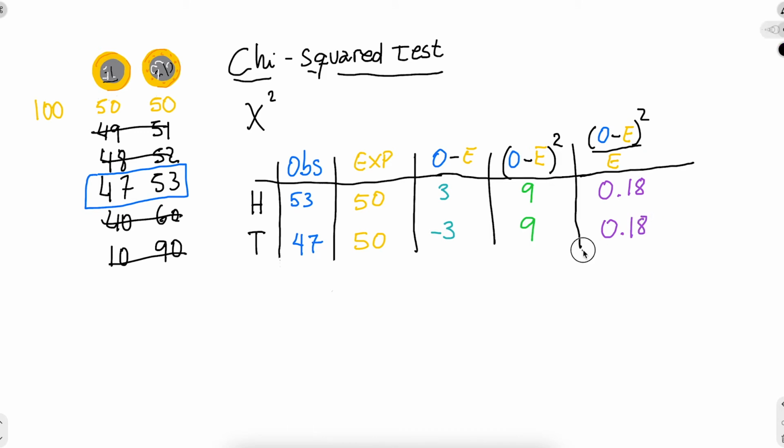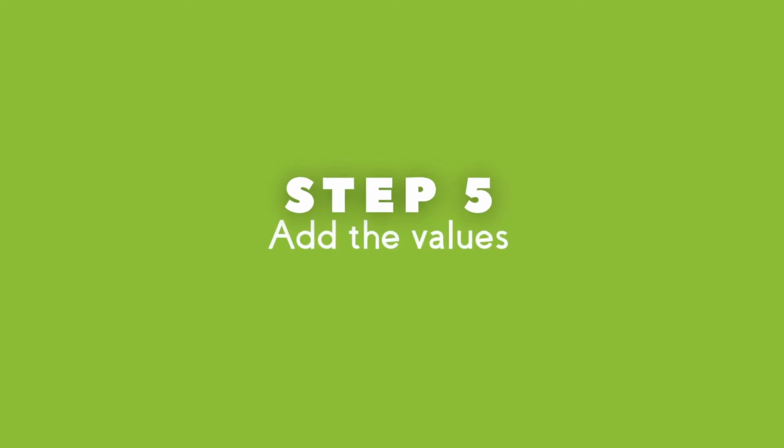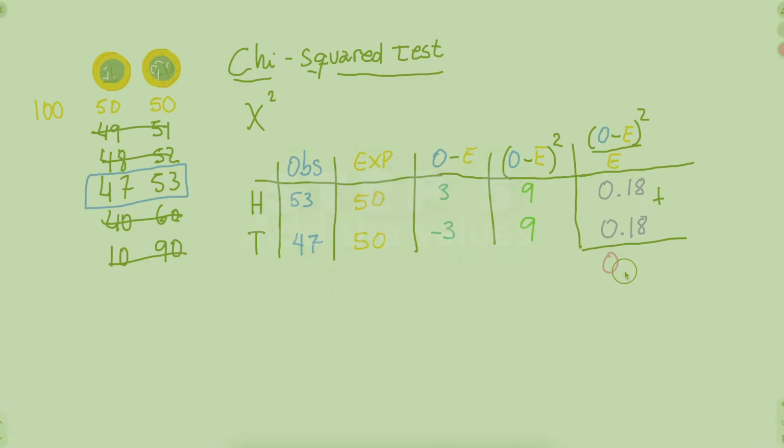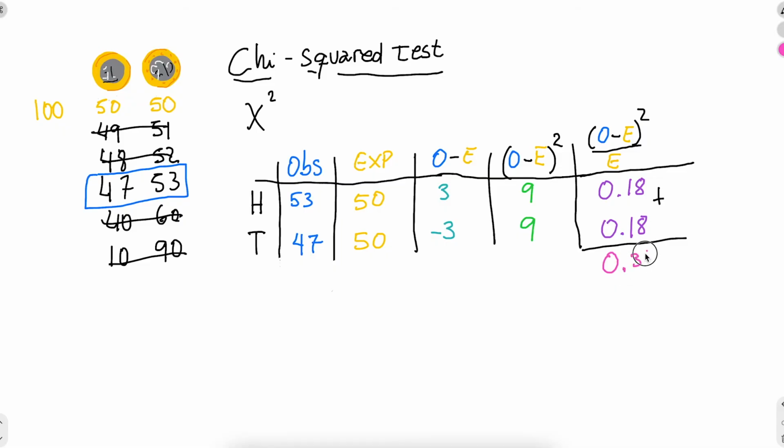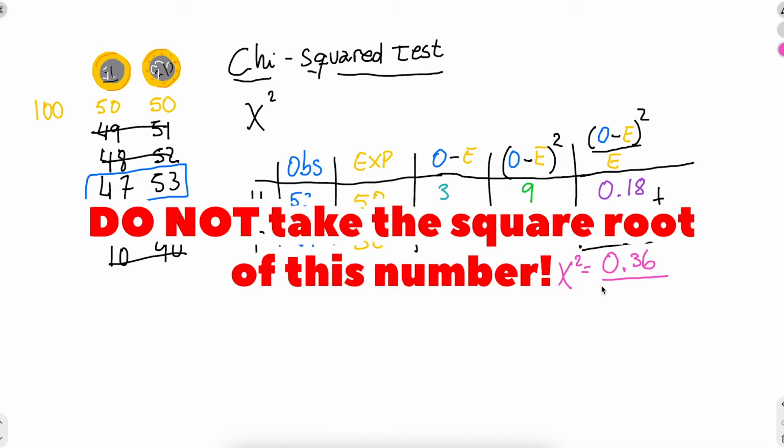Now you are going to add all these values together and you end up with 0.36. This is your chi-square statistic. This is your chi-square statistic, right? Again, you are not going to take the square root and find x or anything.